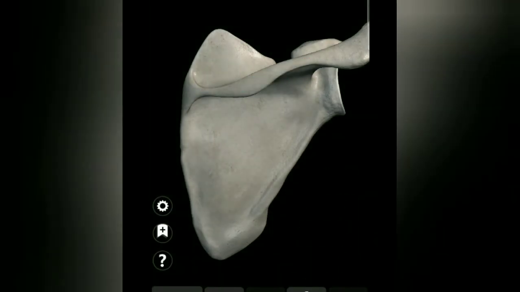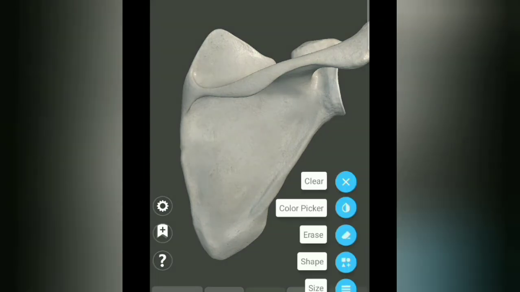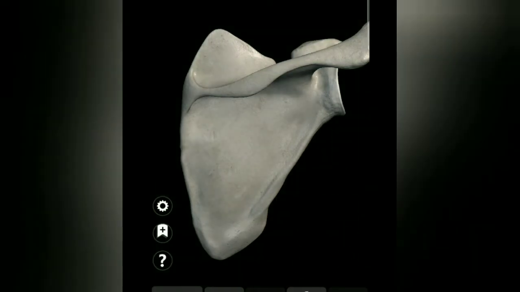The spinous process is a triangular plate of bone with three borders and two surfaces. It divides the dorsal surface of the scapula into the supraspinous and infraspinous fossa. Its posterior border is called the crest of the spine. The crest has upper and lower lips. Let me mark both the lips of the spinous process. See, this one is the upper lip, and this one is the lower lip.